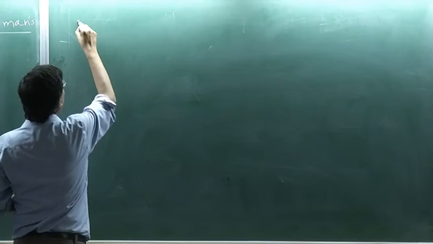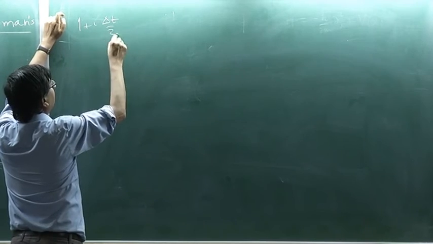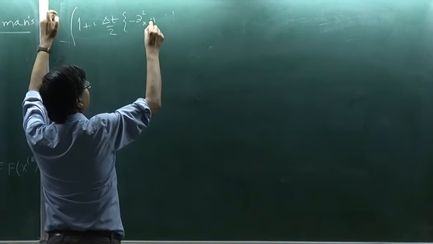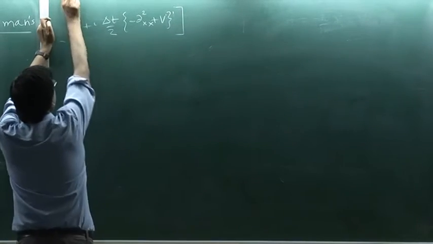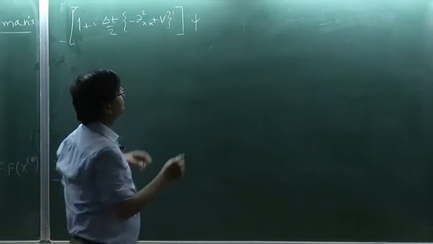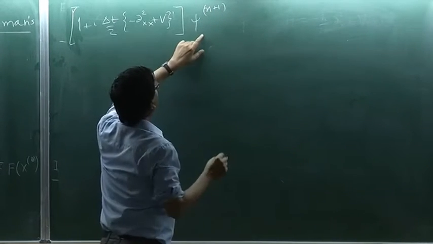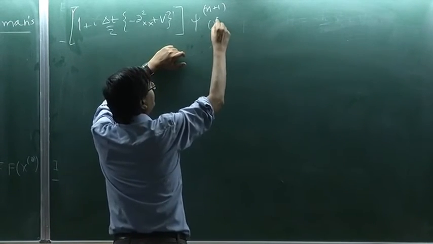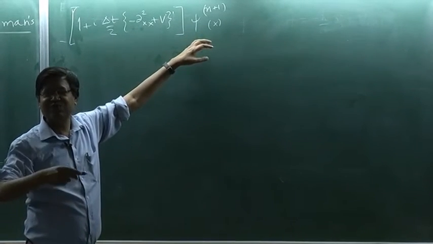Okay, so (1 + i h Δt/2 (−∇² + V)) ψ(t + Δt). So this is going to be n plus 1, this is the time index, and I will put the space index. Right now let me just put x, because when I do this double derivative, I will have i plus 1, i minus 1 and i.